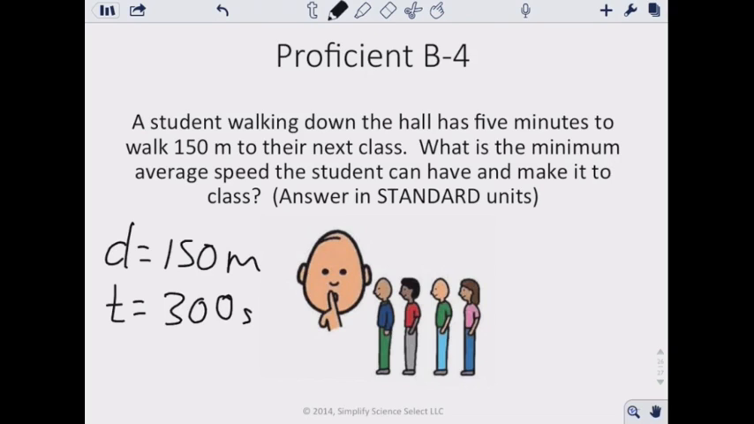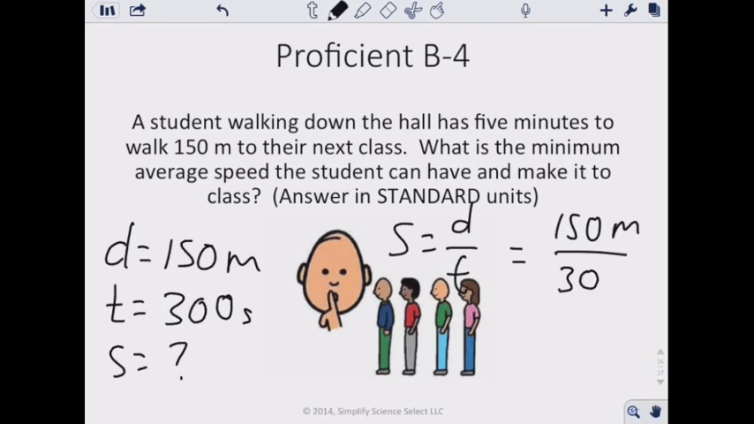Our unknown, we're solving for speed. Our equation, speed equals distance all over time. Substitute everything in. Our distance is going to be 150 meters. Our time is going to be 300 seconds. We solve it all, and we'll get 0.5 meters per second.